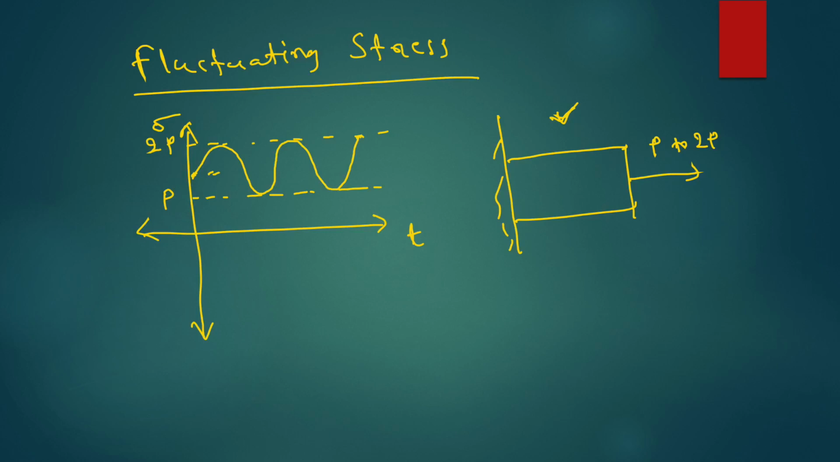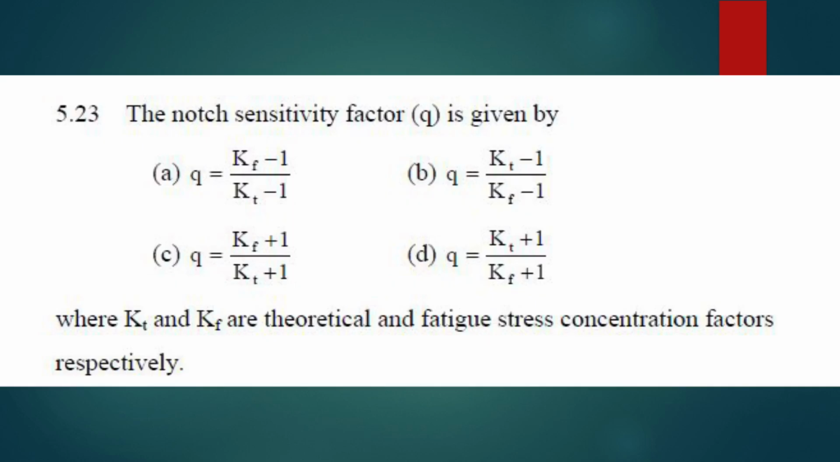The notch sensitivity factor Q is given by, this one is also asked in IAS, SSC, JEE and other PSU exams. This is very important. Q equals Kf minus 1 divided by Kt minus 1. Kt is the theoretical stress concentration factor and Kf is the fatigue stress concentration factor.